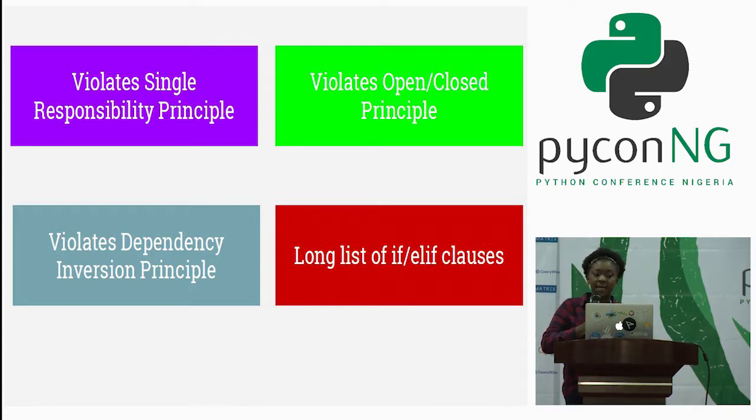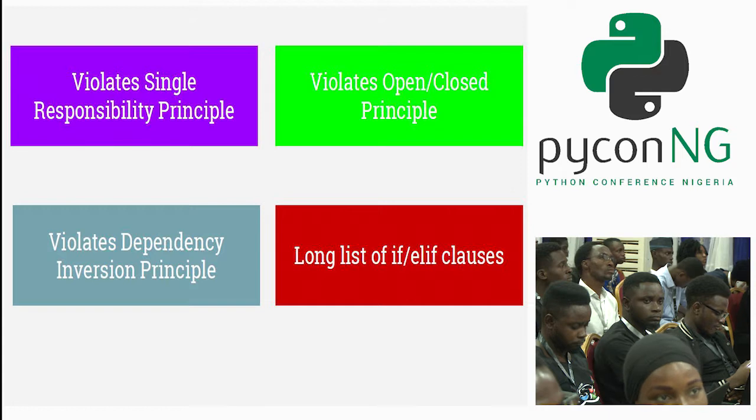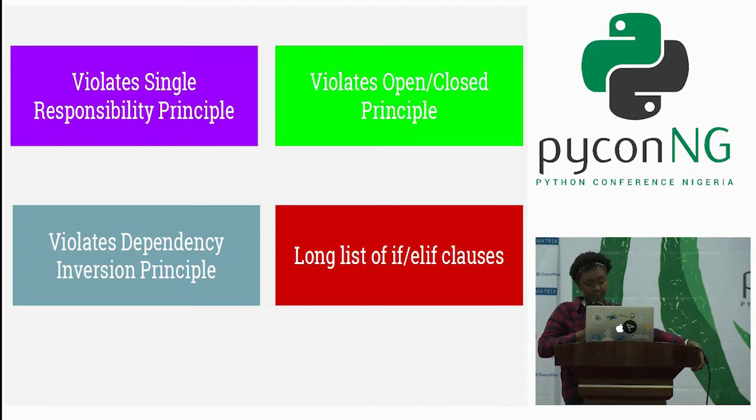Now, if we look at this class order, you can see that we are working on order, and then down we came and started with shipper. This class should only be for orders. The next is it violates the open-closed principle. We'll look at that. The next, it violates the dependency inversion principle. And when we look at this, there is a long list of if, elif, else.